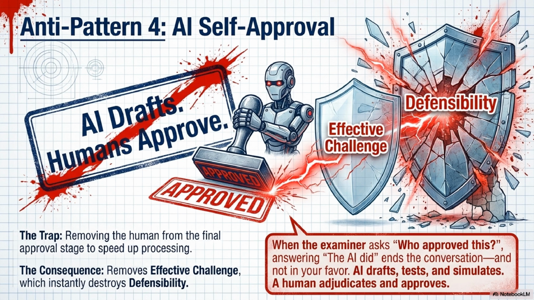Anti-pattern 4, and this is the one that quietly destroys defensibility: letting AI approve its own context. All series long, we've said it the same way. AI drafts, tests, and simulates. Humans adjudicate ambiguity and approve. Here's what it looks like when you break it. Remove the human from approval, and you remove effective challenge. And the moment effective challenge is gone, so is defensibility. There's no independent review to point to. Bring back the examiner's card. Who approved this? The AI did? That answer ends the conversation, and not in your favor. AI drafts. A human approves. That line is not negotiable.